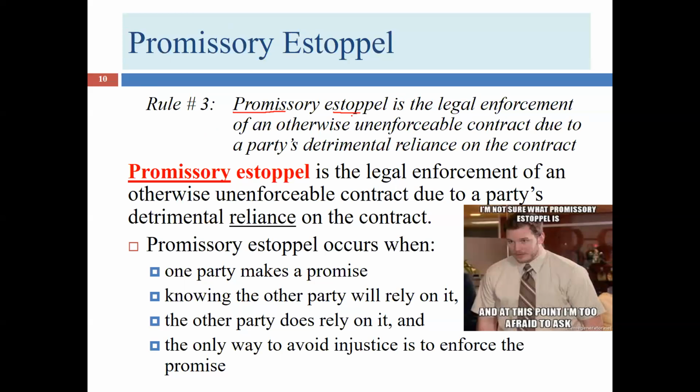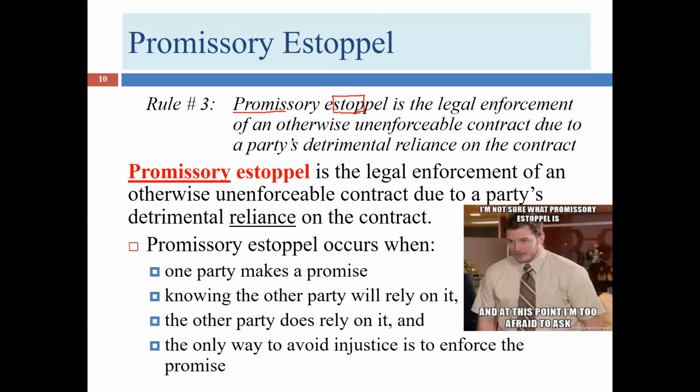So what we have here with promissory estoppel is we have one person making a promise. And as a result of making that promise, we'll say Bob made a promise, then Bob is estopped, or he's stopped from not following through with the promise. That's how promissory estoppel works. Whenever you see the word estoppel in law, notice the word stop in the middle.